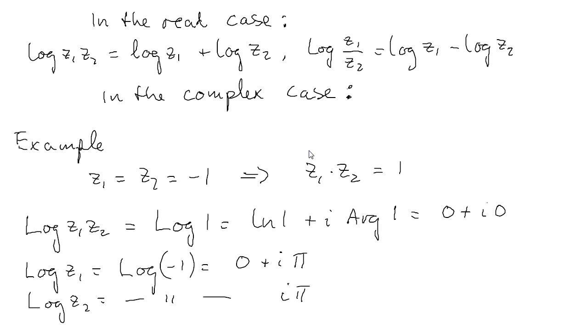In the real case, we have that the logarithm of a product of two numbers is equal to the logarithm of the first number plus the logarithm of the second number. We also have this famous formula for the logarithm of a fraction of two numbers. What about the complex case?